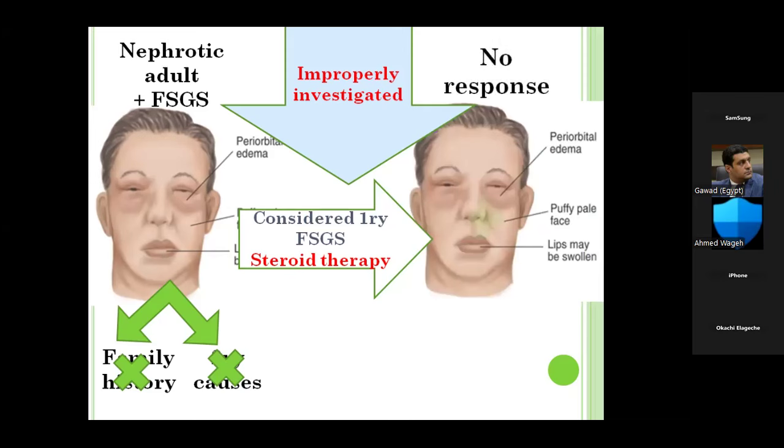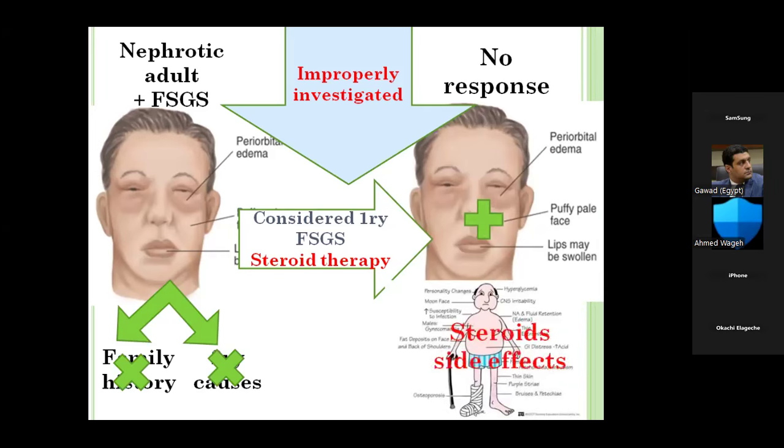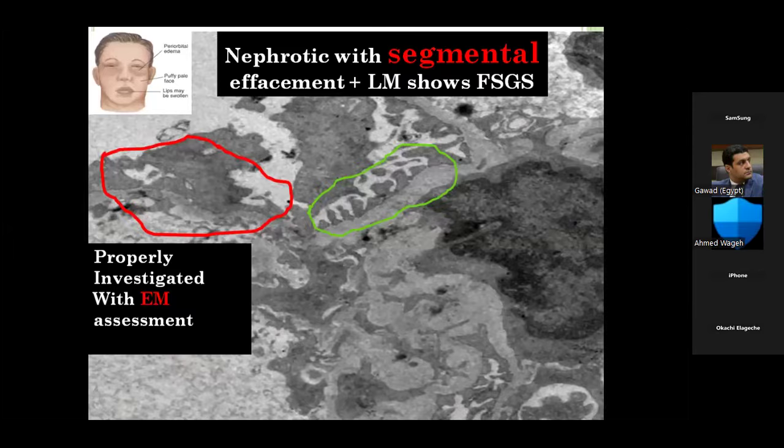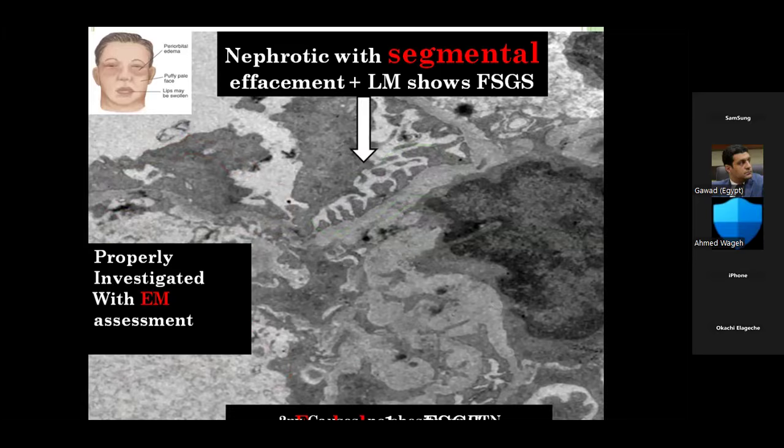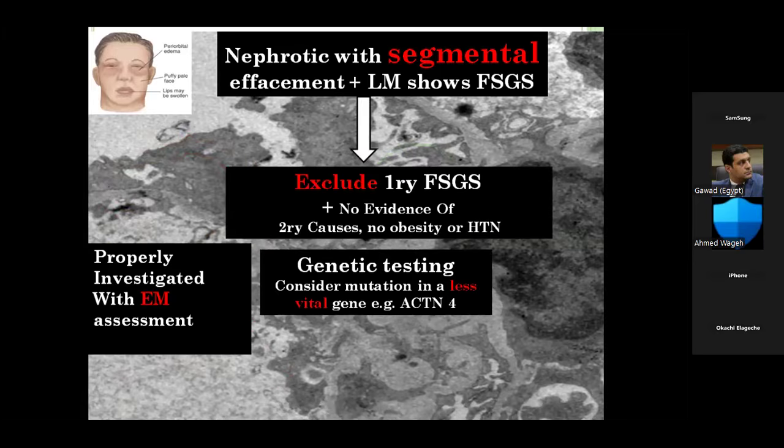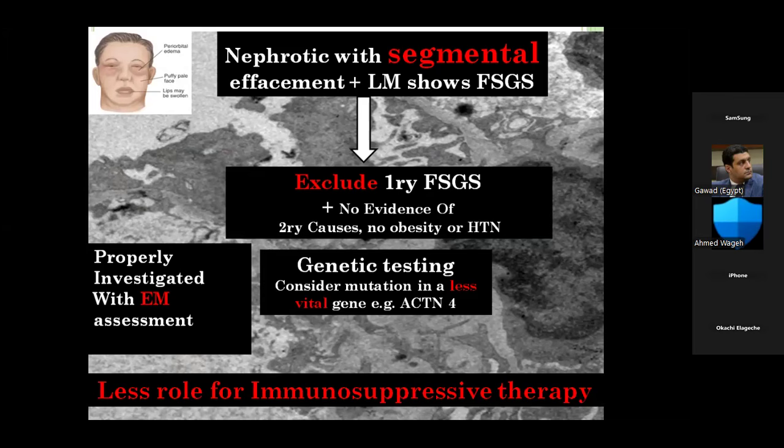And he received steroids with no response, plus the steroid side effects. When he had an EM, segmental effacement was seen, where here the podocytes are preserved in this segment, with more effaced podocytes on the other side. This denotes that primary focal segmental glomerulosclerosis needs to be excluded, and genetic testing for a less vital gene like actin-4 could be present, with a less role for immunosuppressors.